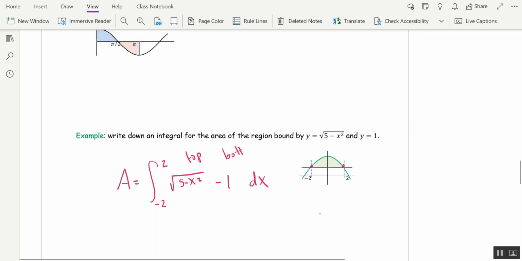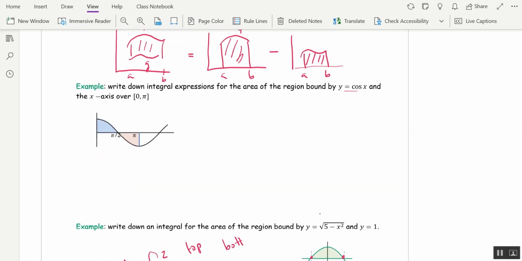All right, now in this picture above, the top curve and the bottom curve switch halfway through the interval. So this is y equals cosine x, and the x-axis is y equals 0. And you can see they flip at pi over 2. So if we want to write down an integral expression for the area of all of this, not counting the pink as negative area, we want the actual area of the blue and the pink, we need two integrals.